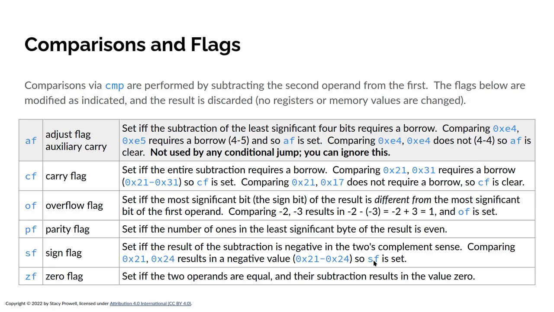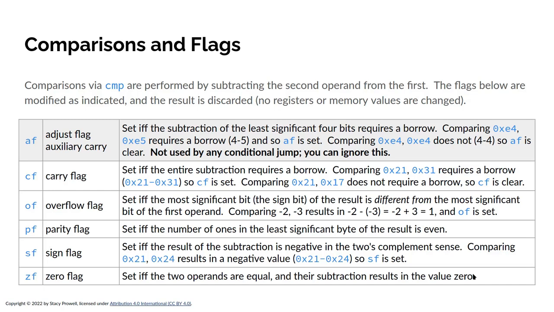All right, so we can think for a few moments and think, I'm comparing two, let's say two unsigned numbers. I know if the carry flag is set that this one was larger than this one. And if it's clear, I know that they were smaller or equal. Can I distinguish the or equal case? Yes, I can. I can do that by checking the zero flag. The zero flag is set if the two operands are equal and the subtraction results in zero.